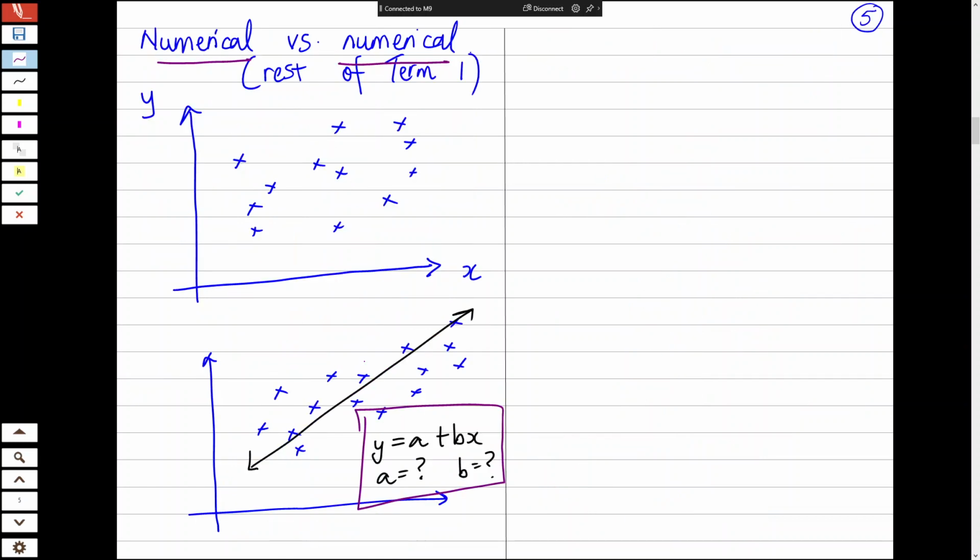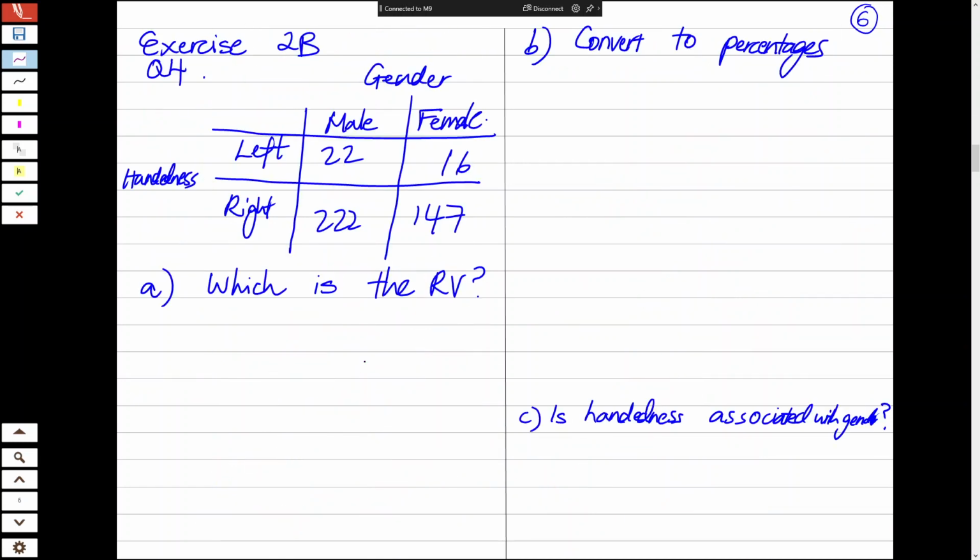So, this has gone a lot faster than I thought, which is good, because this is the last example, and then you have the rest of the time to work. Okay, so this is exercise 2B, question 4. Again, taking this off your work program because it's huge. So we've been given some data, male and female, and then whether they're left-handed or right-handed.